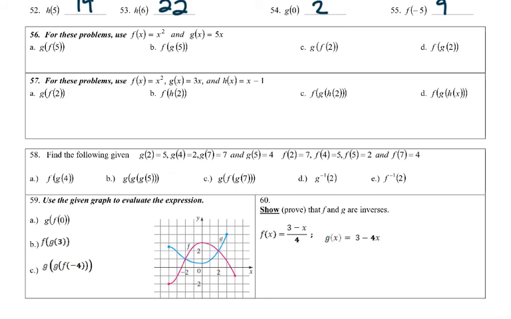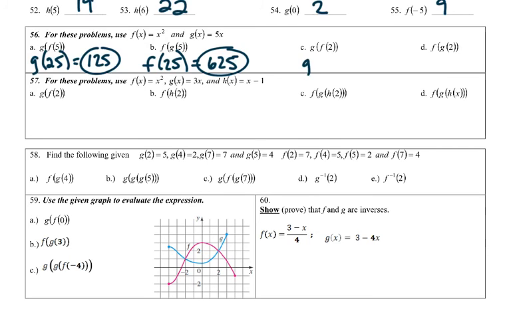For composition of functions, g of f of 5, you're going to plug that in. 5 squared is 25. 5 times 25, 125. F of g of 5, so now it's f of 25, which is 25 squared, which is 625. So those are different questions. G of f of 2 is 4, g of 4 is 20. And you don't even have to show any work for these. G of 2 is 10, f of 10 is 10 squared, or 100.